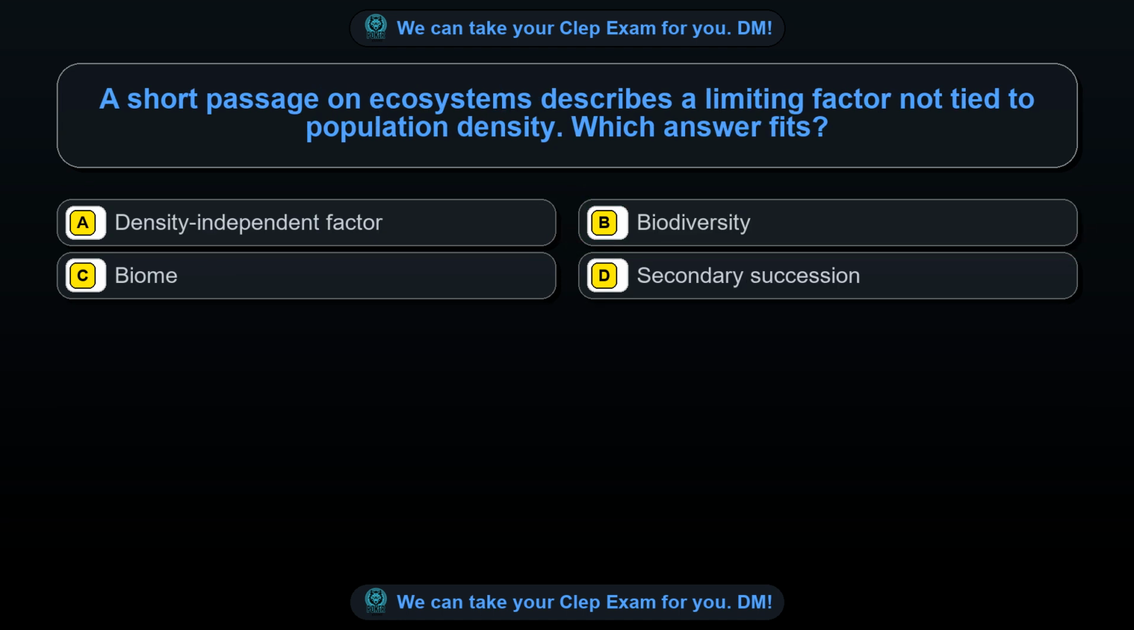Question 55. A short passage on ecosystems describes a limiting factor not tied to population density. Which answer fits?